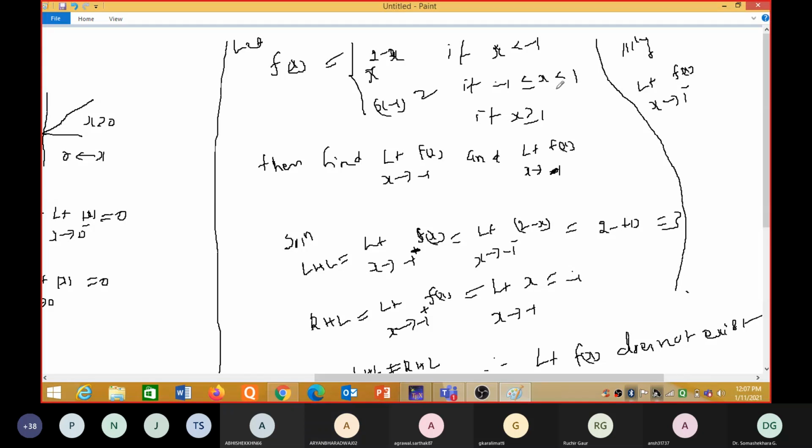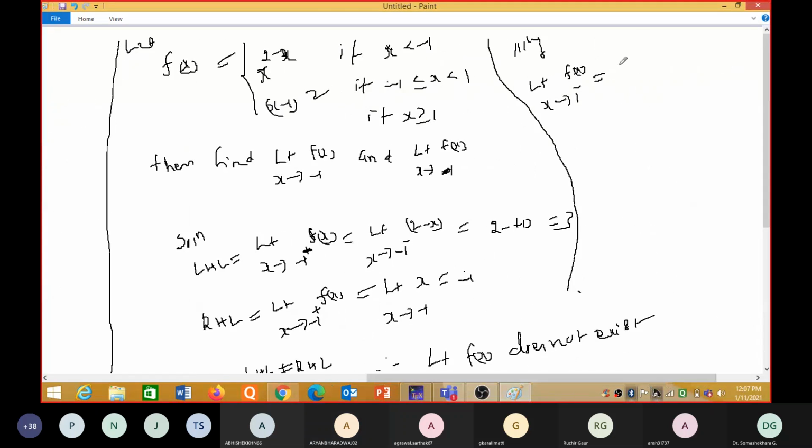Left hand side means in this interval it is coming. Understanding, no? This interval corresponds to x. Correct, no? So that interval corresponds to x. So I can write like this: limit x extends to 1, left hand limit, you write minus x. So when x extends to 1 it will become 1. Okay, this is the left hand limit.